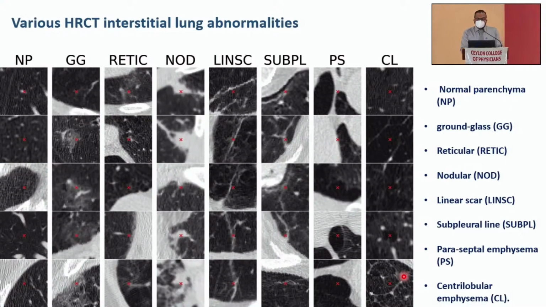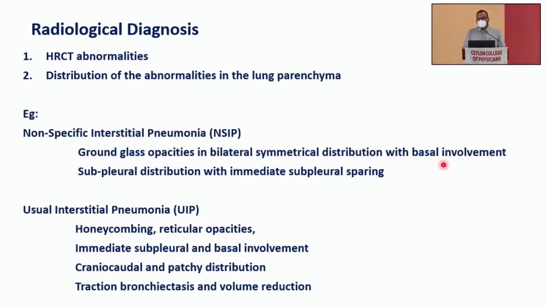The process I just told you, which is occurring inside the lung, is evident by various other patterns in the HRCT as well. You have the normal parenchyma, you have the ground glass, like I just mentioned, and there can be reticular banding, nodules, linear scarring, subpleural banding, paraseptal emphysema, and centrilobular emphysema. So the radiological diagnosis of interstitial lung disease is done by looking at these changes as well as the distribution of these specific changes throughout the lung parenchyma.